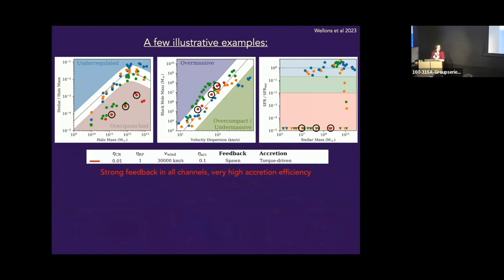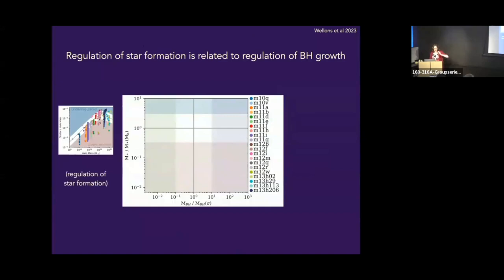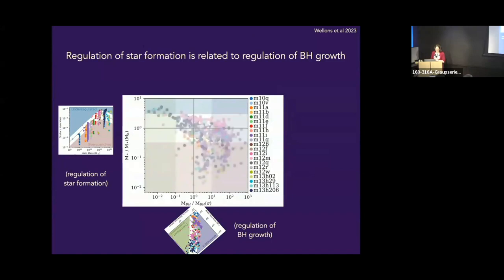So from these examples, you can already start to glean some of the trends that exist within this data set. The first is that the regulation of star formation is closely related to the self-regulation of the black hole growth. On this plot, I'm showing star formation or stellar mass relative to the stellar mass halo mass relation, against how well regulated the black hole mass is relative to m sigma.